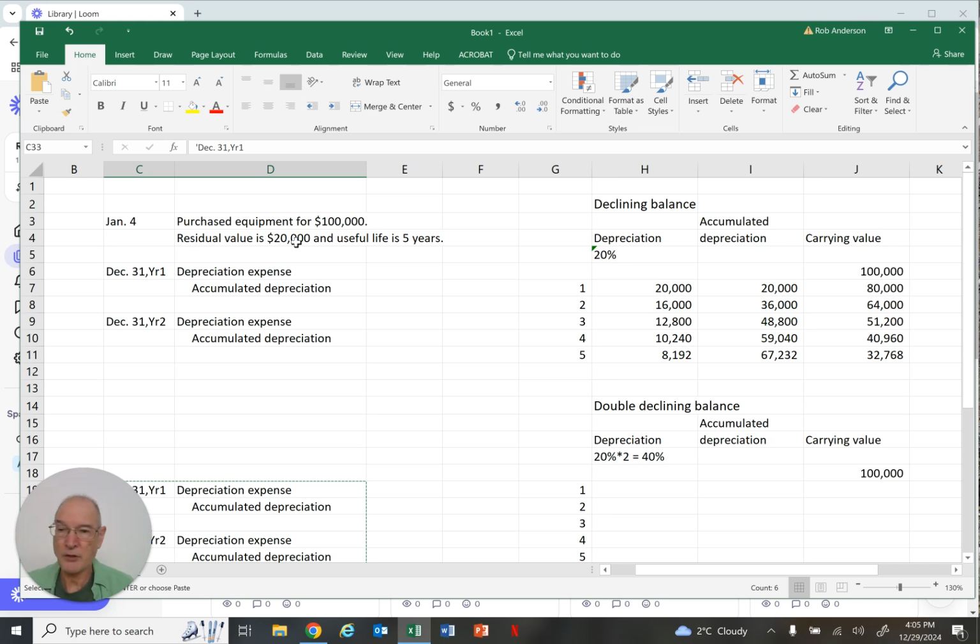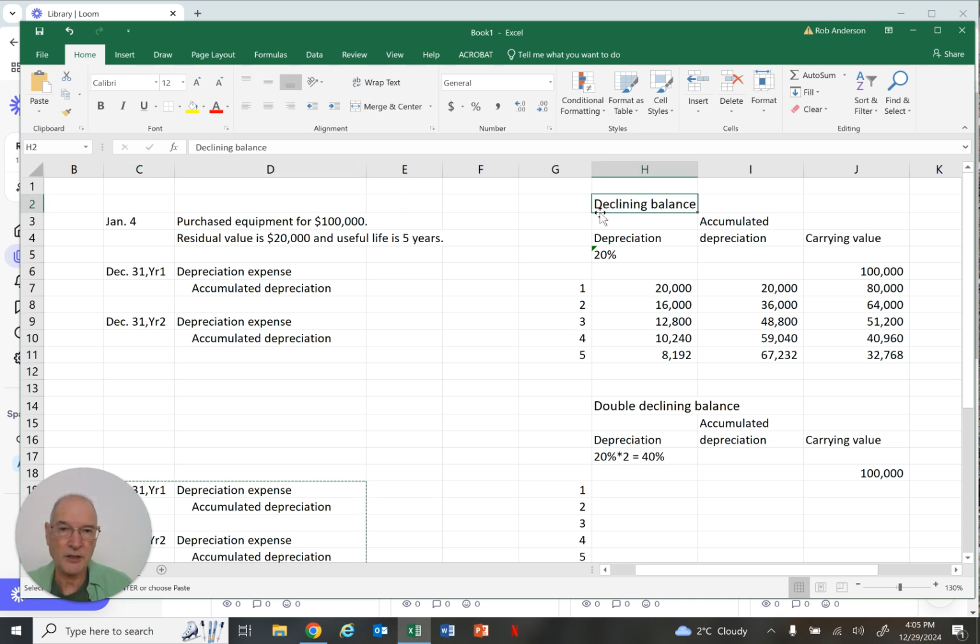So we're going to look at two sort of different variations of declining balance. First, basic declining balance, which means every year depreciation is reduced. So it is a straight up percentage of the balance as it gets lower and lower. So let's first do that one.